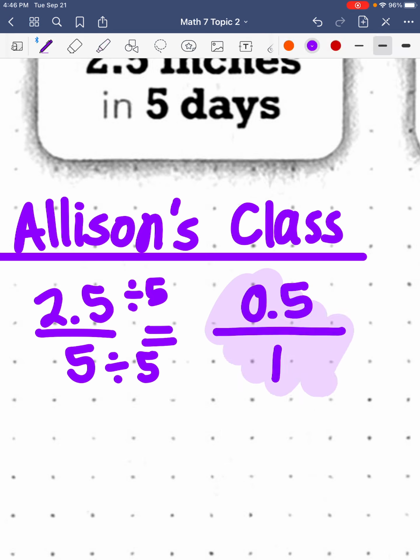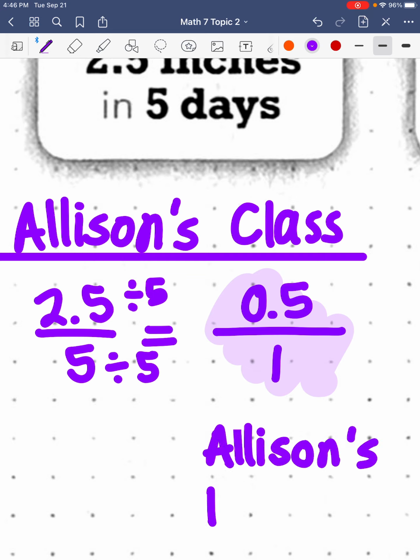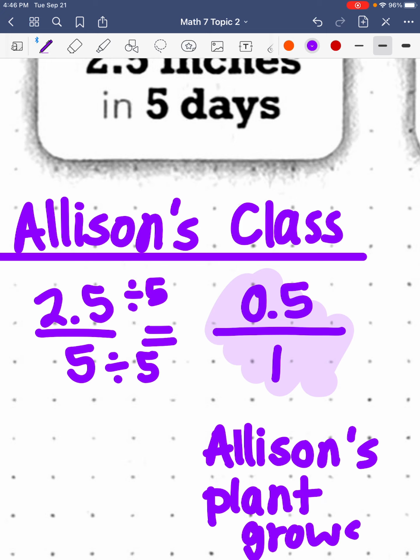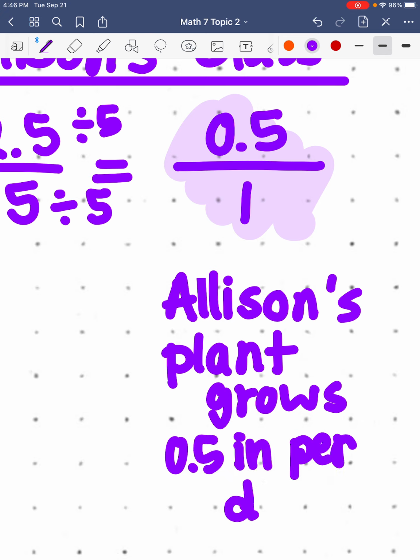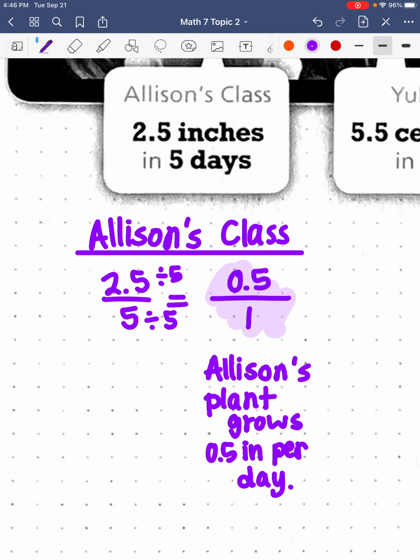And what does it mean? It means that Allison's plant grows 0.5 inches per day. Every day it's growing 1/2 inch.